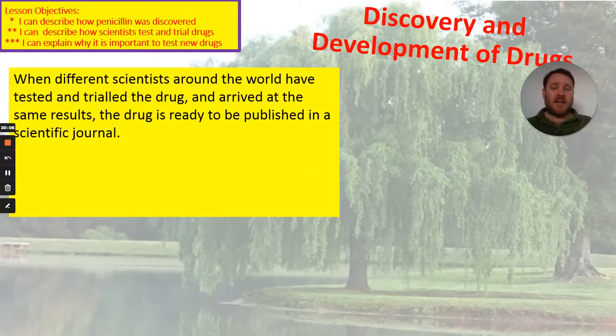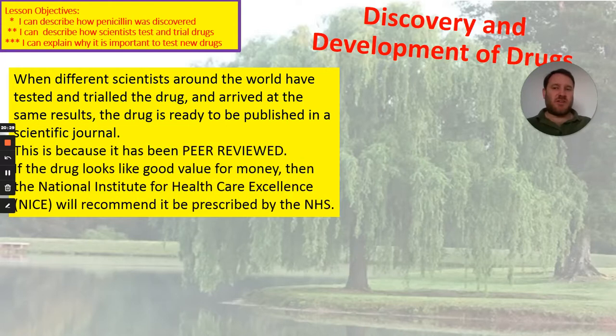Now, it's all well and good that the doctors have all this data and they can say, yes, look, my drug works with my group of people. Other scientists around the world need to replicate this. They need to copy the same trials and the same testings on different groups of people to see if it works for them as well. And then if it does work, then the drug and all the information and all the research can be published in a scientific journal. And it's here where it can be peer reviewed.